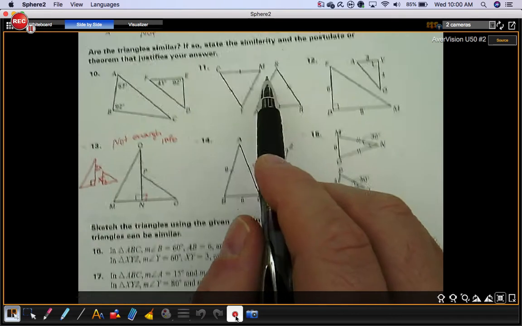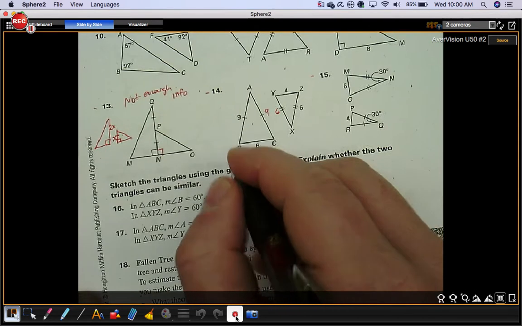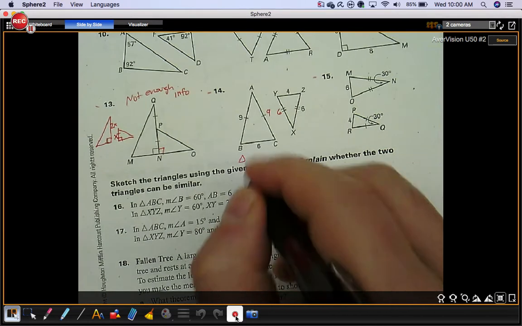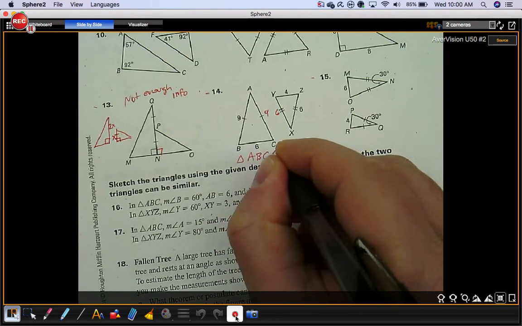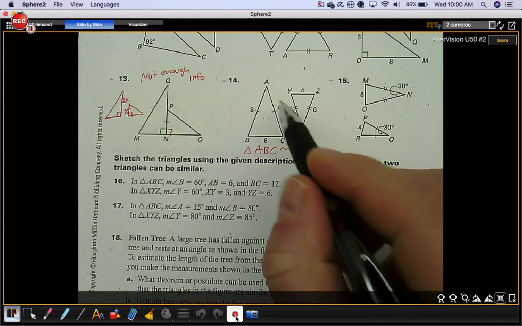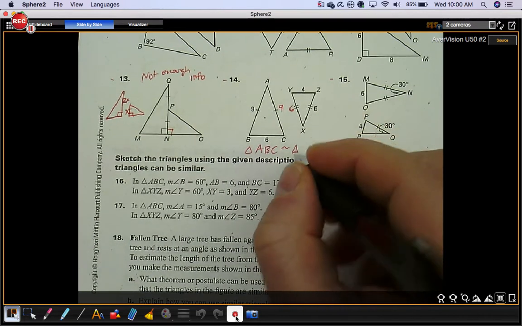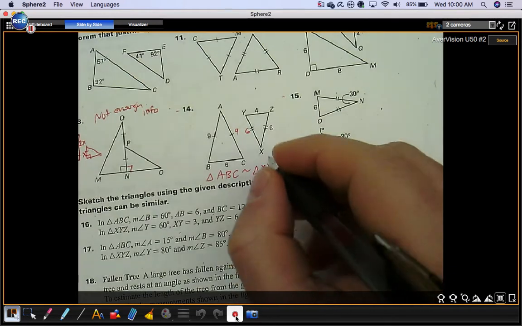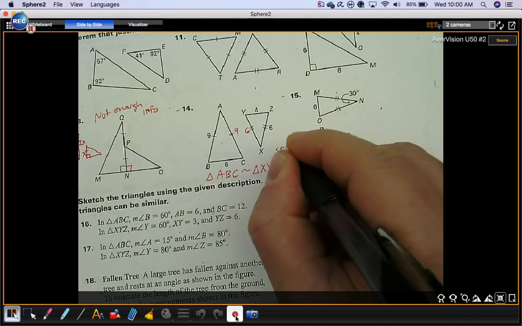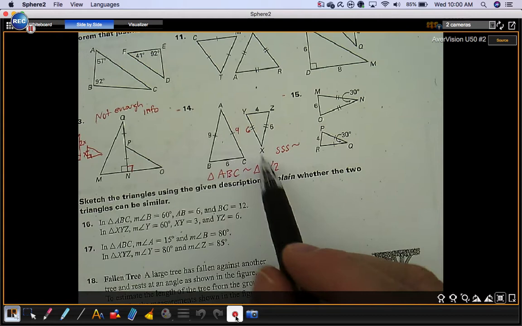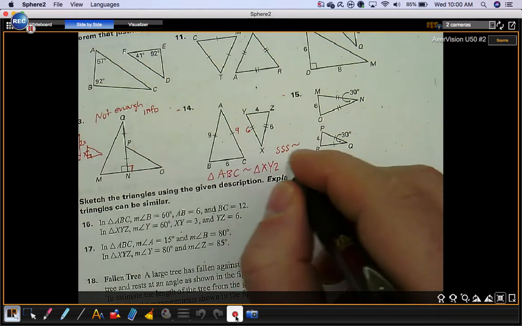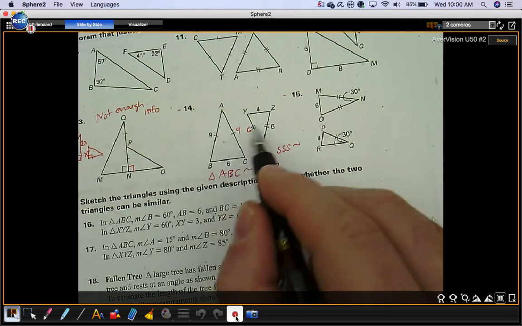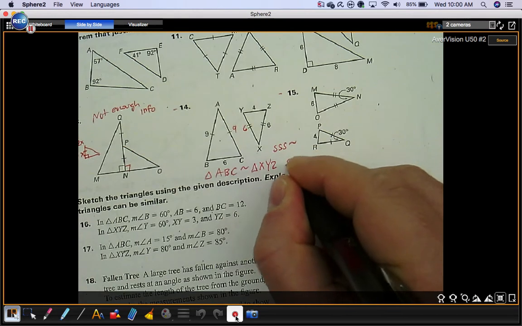State the similarity and the postulate or theorem. I think they mean similarity statement. Okay, so it's an isosceles triangle, so again you have some flexibility. Triangle ABC is similar to, I started at the vertex angle, triangle XYZ by side, side, side. And the scale factor we said was, well, big to little would be 3/2.